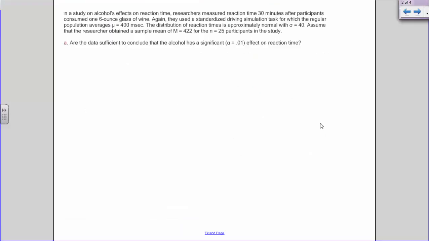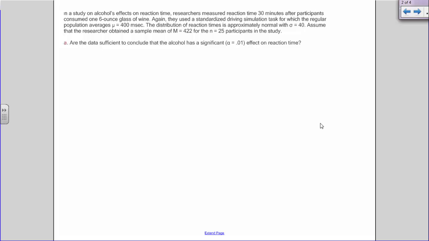All right, now let's do an example problem using all 4 steps of hypothesis testing to test the hypothesis as to whether or not consuming a 6-ounce glass of wine will have a significant effect on reaction time using a standardized driving simulation task. There are some important bits of information you need to glean from this story problem. I know a lot of times students look at a story problem and are overwhelmed, but if you break it down into the chunks of information that you really need, it'll make life a lot easier.